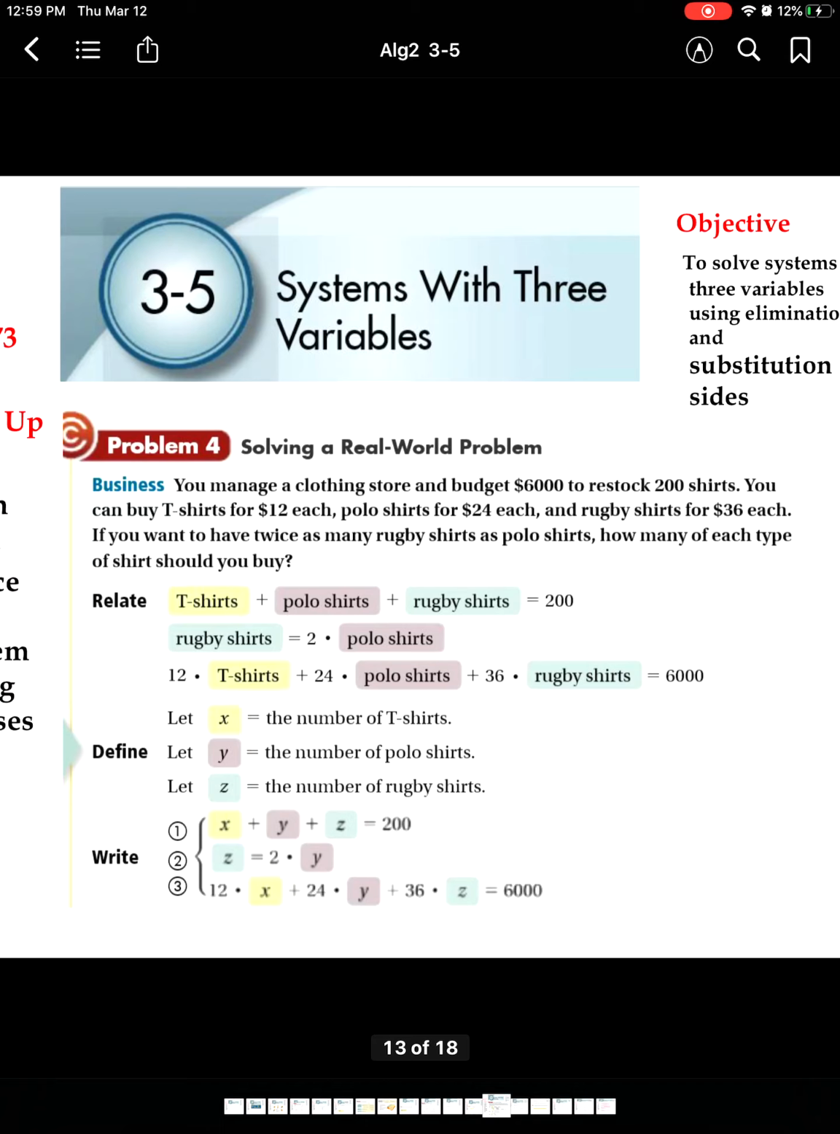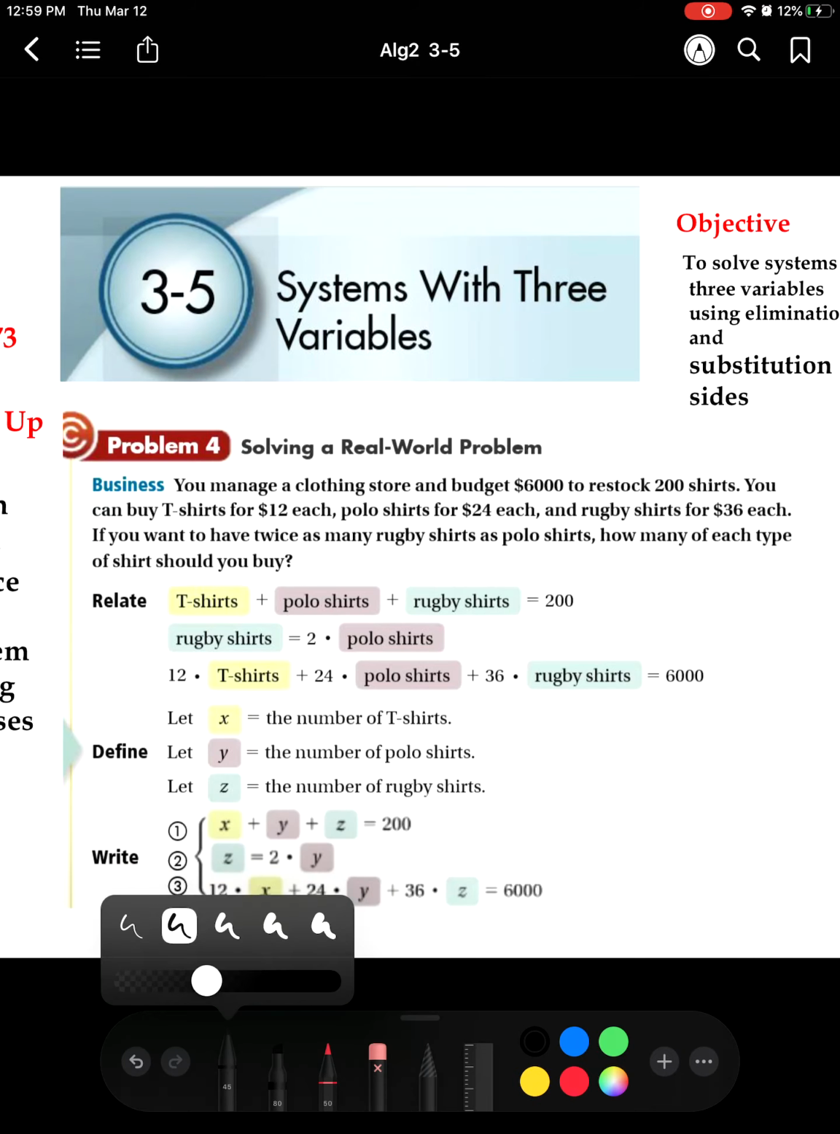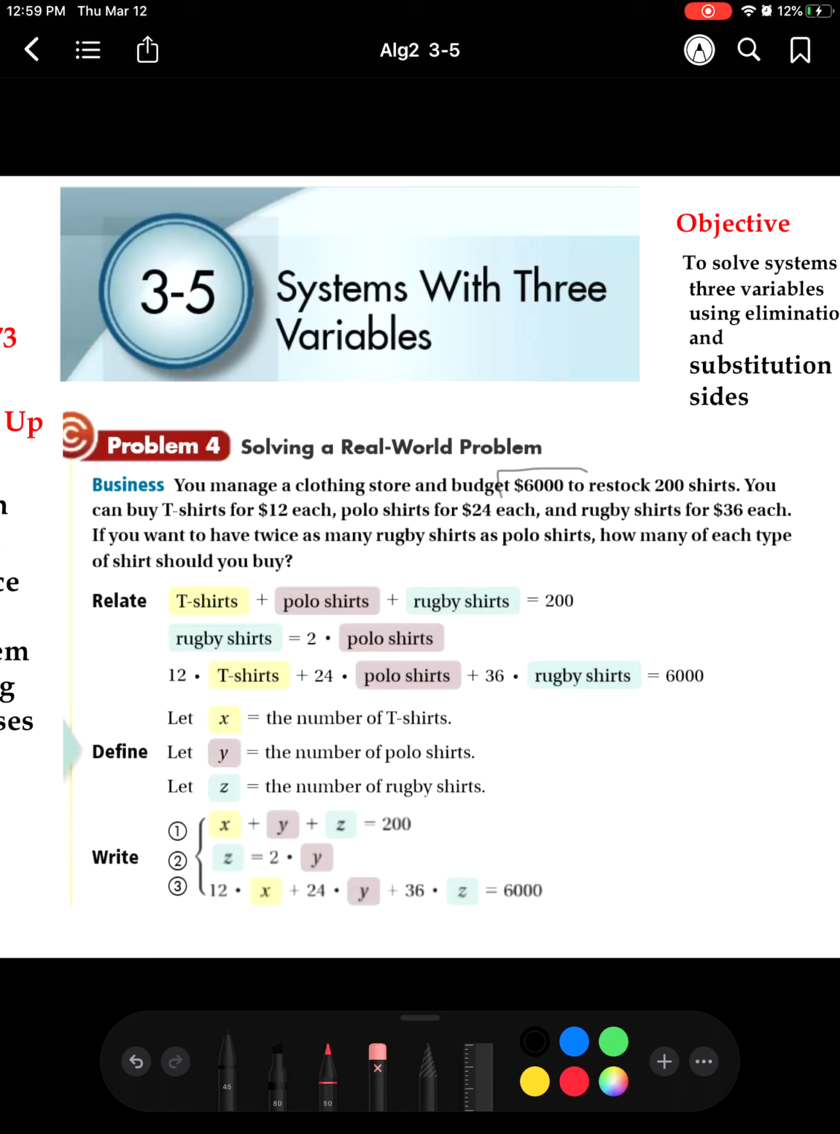Now, first step. In the first equation, he told me you manage a clothing store and a budget equals 6,000. When I speak about the budget, this means I'm speaking about the cost. So the first type of equation he's giving me is that the whole cost of everything equals 6,000. I'll leave it aside. To restock 200 shirts, this is the number of the shirts in different types. You can buy t-shirts for $12 each. We're back to the cost again.